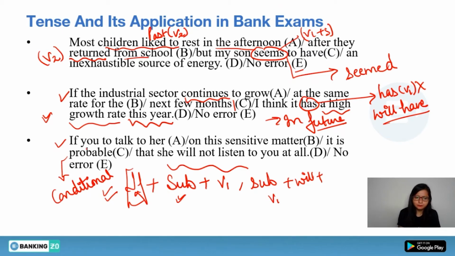You can see, if you talk to her, okay, just ignore this, this is a typing error. If you talk to her, on this sensitive matter, it is probable she will not, because this is a negative sentence, we have to use not also here, will and v1. So this is absolutely correct, no correction is required.